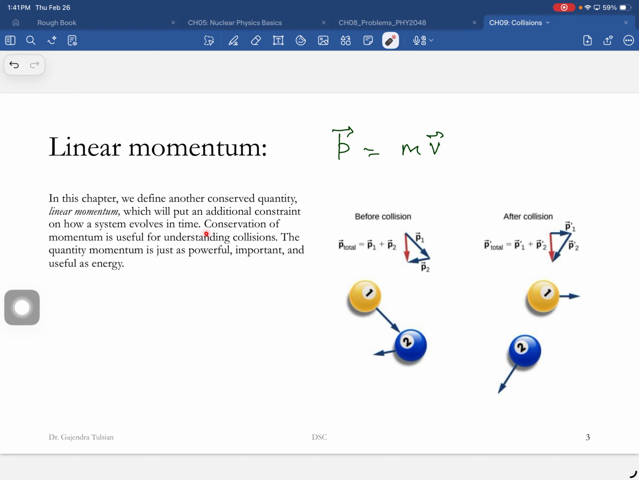Conservation of momentum is useful for understanding collisions, so we'll be talking about collisions. The quantity momentum is just as powerful, important, and useful as energy. The only reason you don't hear about it more often is that it's a more complicated quantity. It's a vector. Energy is just a scalar, and you can teach that to young kids as well, adding numbers.